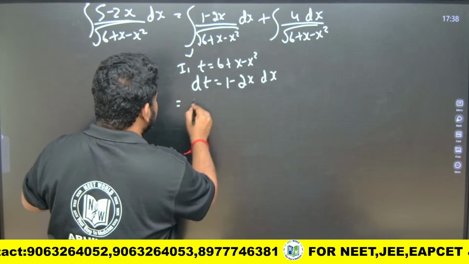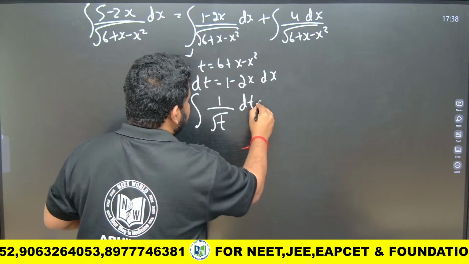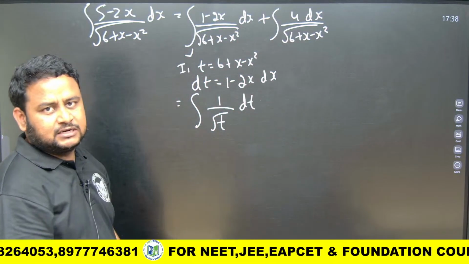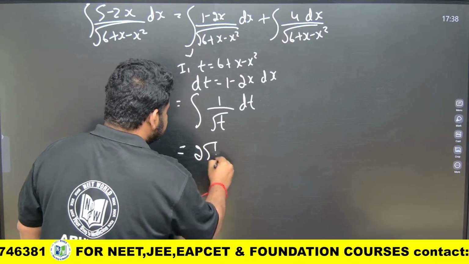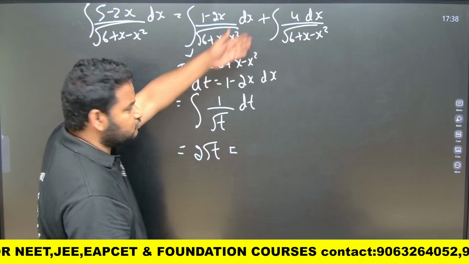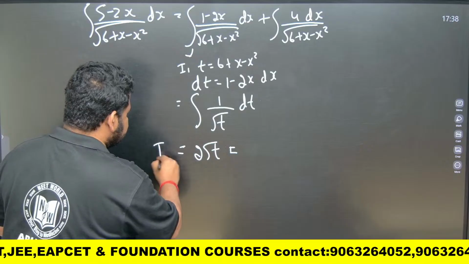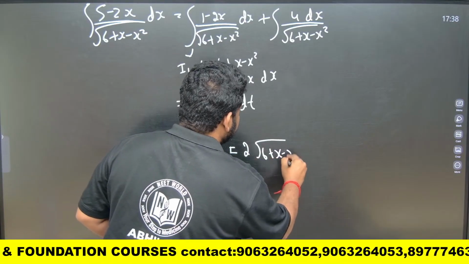So this becomes equal to what? This becomes 1 by square root of t dt. 1 by square root of t dt is nothing but equal to 2 times square root of t plus c. Instead of plus c, I will keep it as it is because one more integral is there. So I1 I will get as 2 times square root of 6 plus x minus x square. This is what I got.